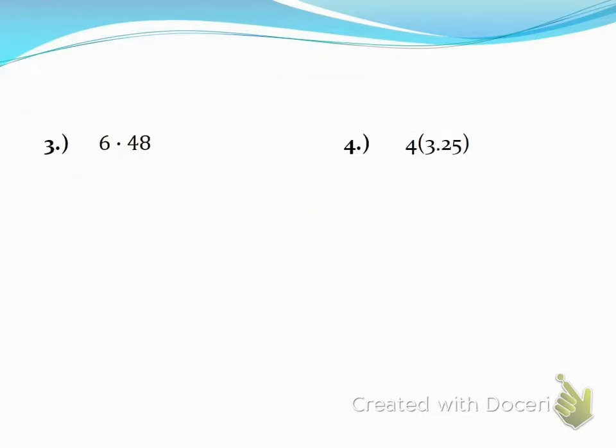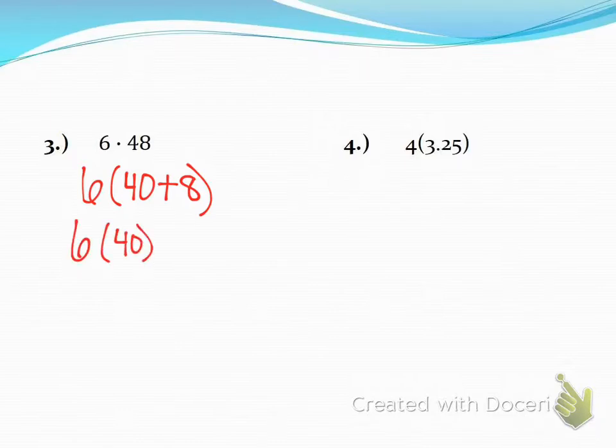All right, on number 3, how did we split up our 48? Dominic? 6 times 40 plus 6 times 8. Oh, you even skipped ahead. So we split it into a 40 plus 8, and then Dominic gave us our distributing step: 6 times 40 plus 6 times 8. Oh, interesting. Okay, we can talk about that in a minute.